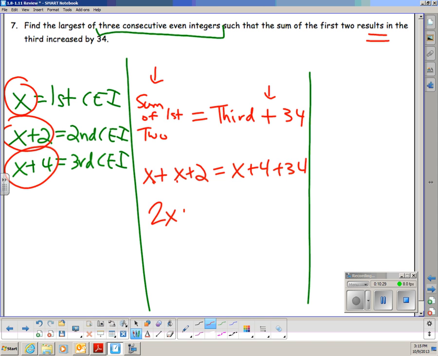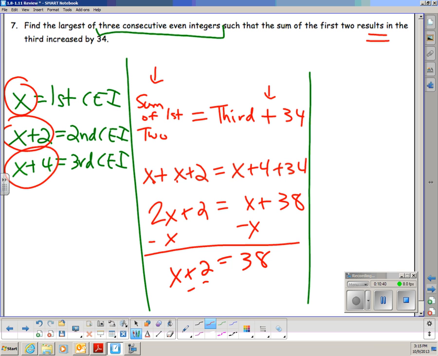X plus x is 2x, so I have 2x plus 2 equals x plus 4 plus 34 is 38. Subtract the x on both sides. We have x plus 2 equals 38. Subtract 2 on both sides. We get x is 36.